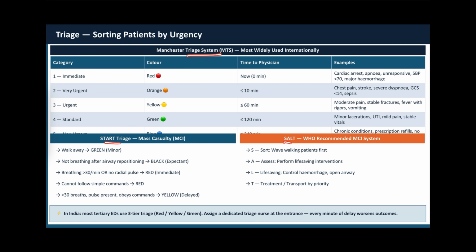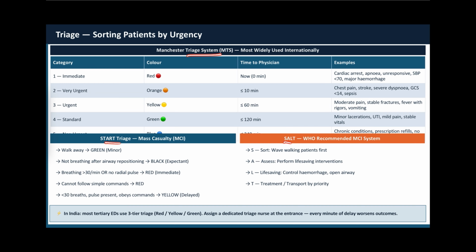But regardless of the system you use, remember that the principle remains the same: treat the sickest patient first, not the patient who arrives first. One important point to remember is that triage is dynamic. A stable patient now can deteriorate while waiting. This is the reason why reassessment is just as important as the initial triage decision. With this, let's discuss these triage systems for a brief second, and then we move on to the next slide.